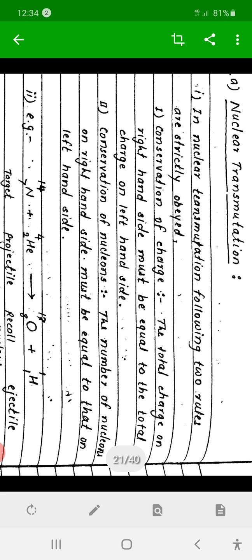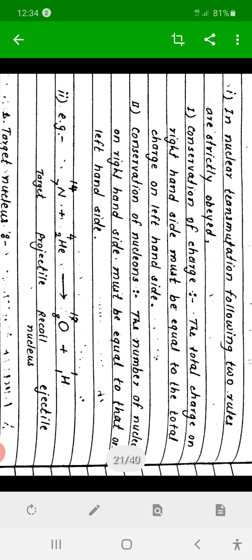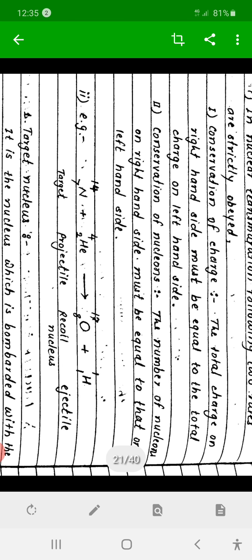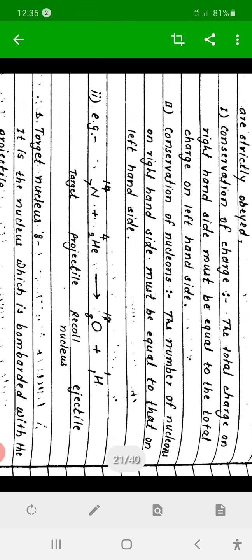In nuclear transmutation reactions, 2 rules are strictly obeyed. First rule is conservation of charge. That is, the total charge on the right hand side must be equal to the total charge on the left hand side. That is, the total charge of reactants must be equal to the total charge of products. The reactant side is the left side and the product side is the right side. This one is the first rule.